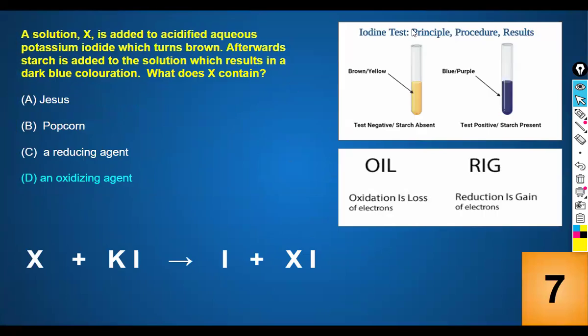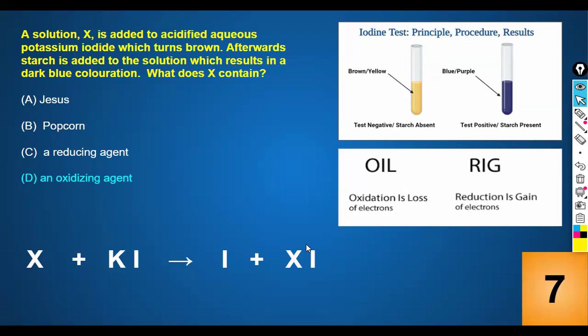Number 7. This one I definitely want to discuss, because this can help you in the paper too. A solution X, this mysterious solution X, is added to acidified aqueous potassium iodide, which turns brown. Afterwards, starch is added to the solution, which results in a dark blue coloration. What does X contain?